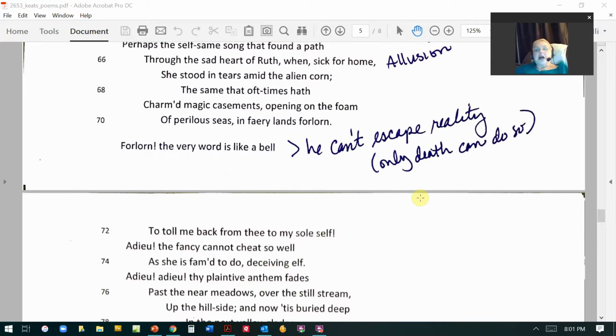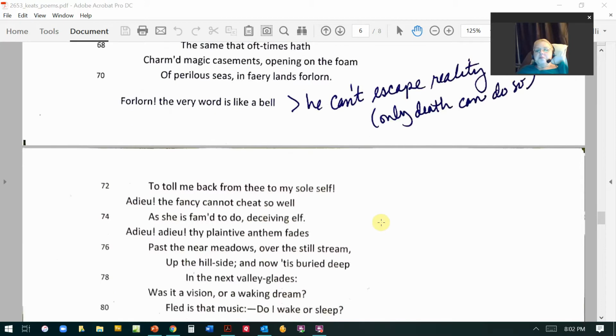So he can't escape reality. Only death can give him permanent escape. And so this is where, again, he's coming back. He is dissolved. He's got that negative capability, but now he's back into his self, right? Adieu. The fancy cannot cheat so well as she is famed to do, deceiving elf, right? So people are talking about how you can fool yourself, right? But no, it doesn't do it that well. I cannot continue this, right?